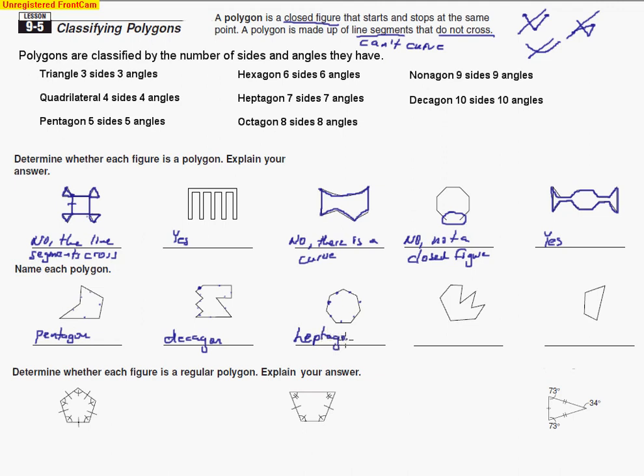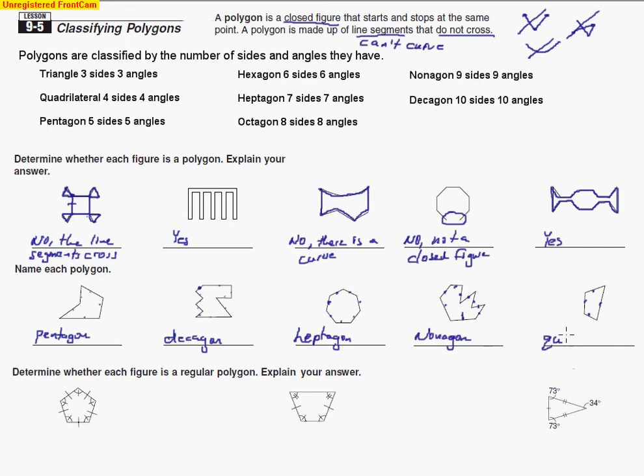So we're just counting the number of sides, and then using this little chart here will help us figure out what they are. And we do the same thing here. 1, 2, 3, this is the 3, 4, 5, 6, 7, 8, 9. This is a nonagon. And we look at this one and we have 1, 2, 3, 4. So we call this one a quadrilateral.